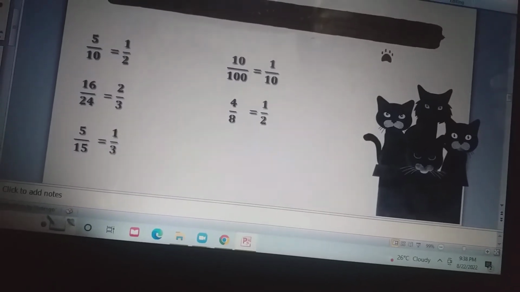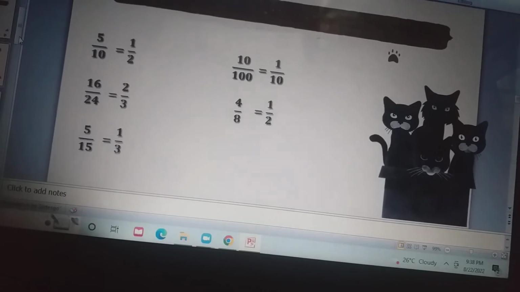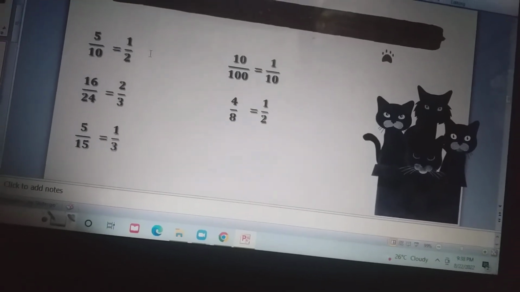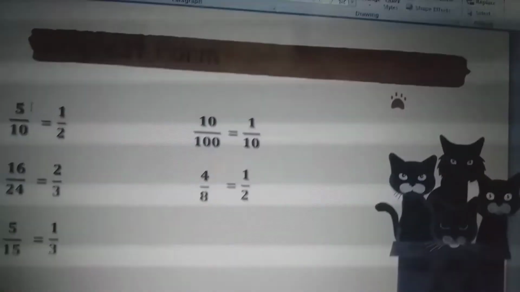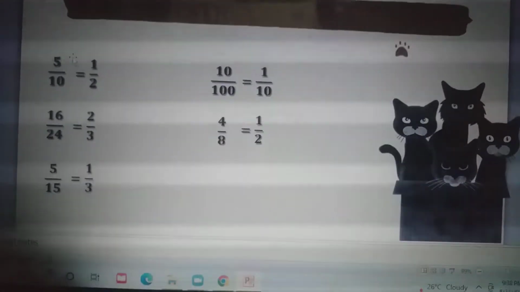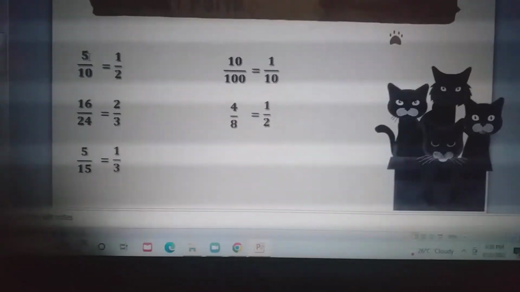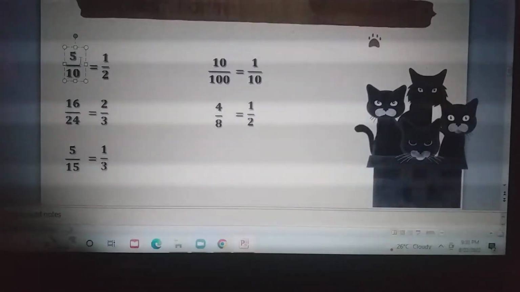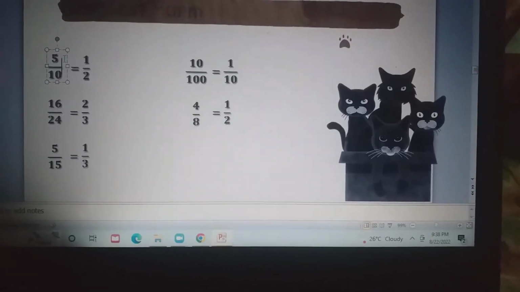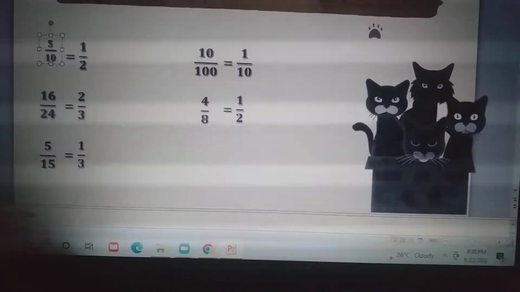Okay, simplifying. So this one is simplifying simplest form. So we have the simplest form. So to find for the simplest form of a fraction class, you need to find the GCF. Okay? So the first example is 5 over 10. Okay. So 5 over 10. So the GCF here is 5 over 5. So divide it by 5.